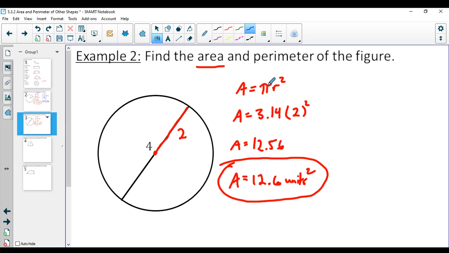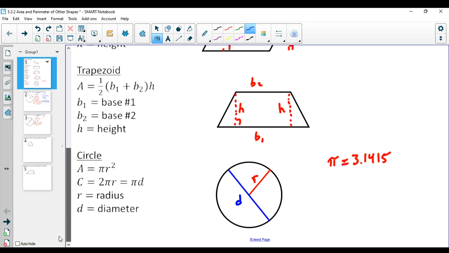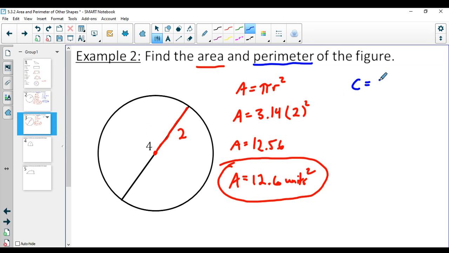And now for the perimeter, or the circumference of a circle, it's the same thing. We could do 2 pi r, or remember we could do pi times diameter. So I'm going to do pi times diameter. Pi is 3.14 times diameter. It gave us was 4.